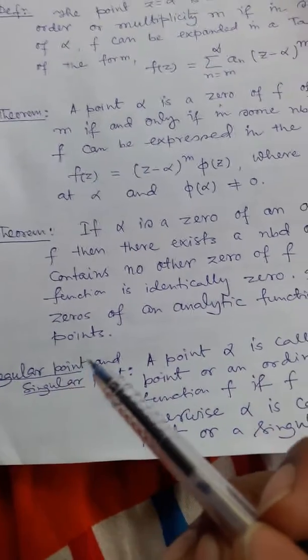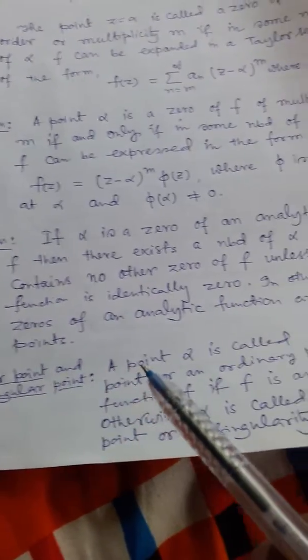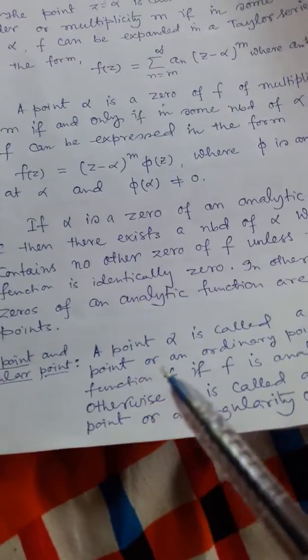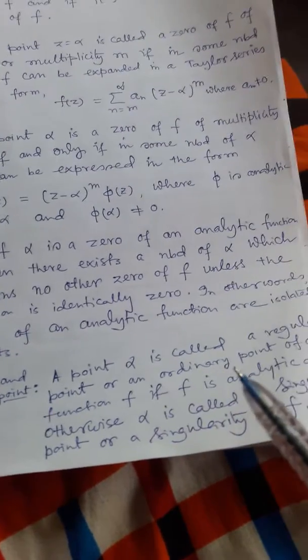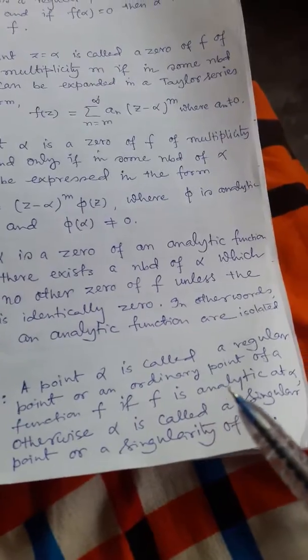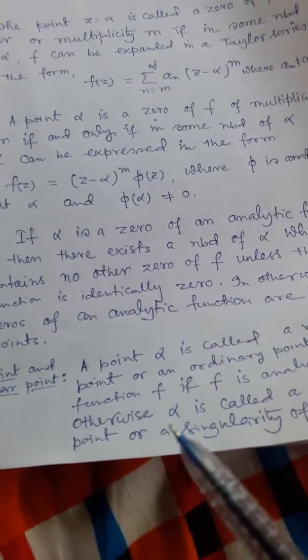A regular point and singular point: a point alpha is called a regular point or an ordinary point of a function f if f is analytic at alpha, otherwise alpha is called a singular point or a singularity of f.